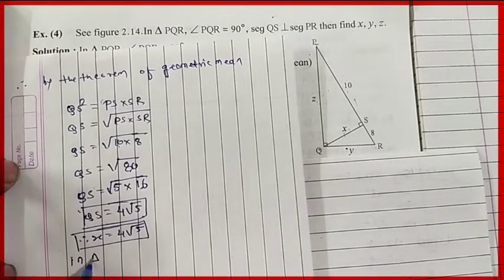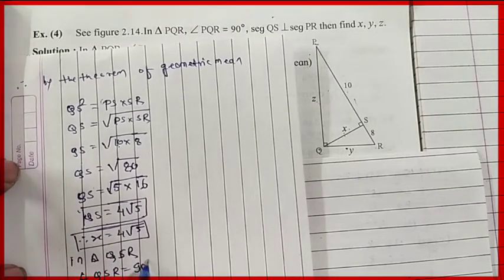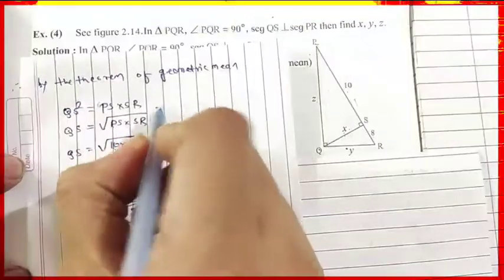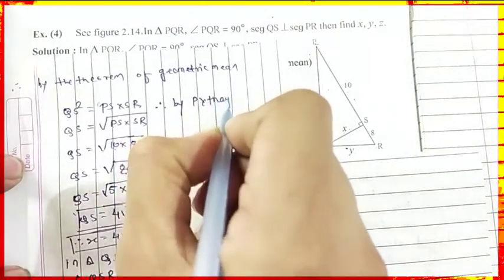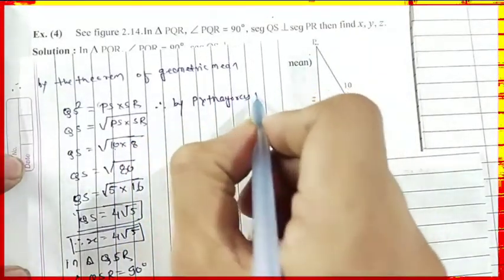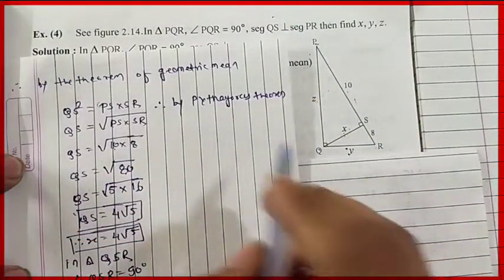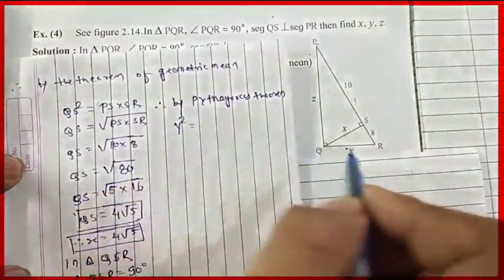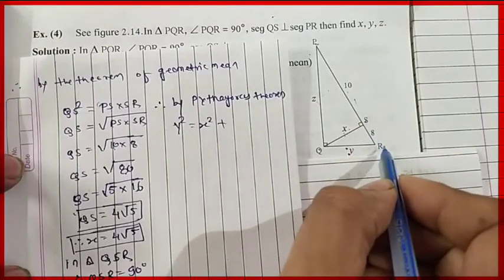In right angle triangle QSR, angle QSR is equal to 90 degrees. Therefore, by Pythagoras theorem, we can write the square of y, that is the square of the hypotenuse, is equal to the square of x plus the square of SR. What is SR? It is 8.